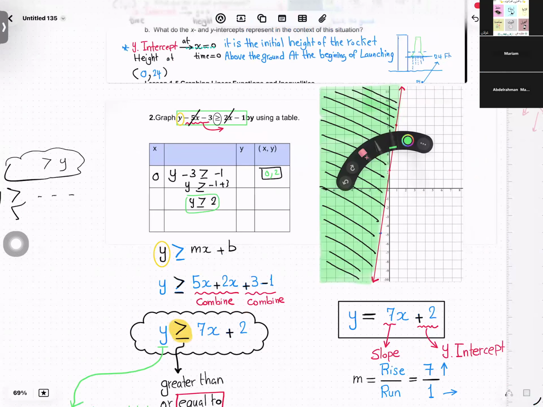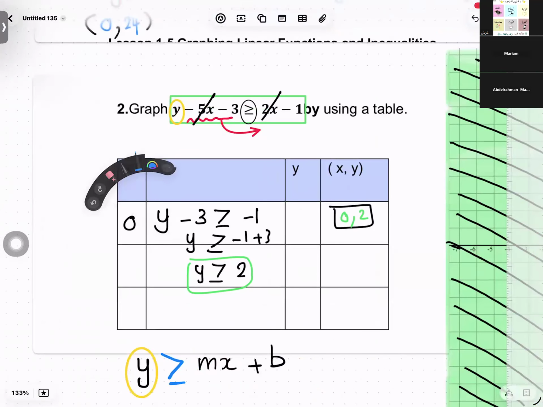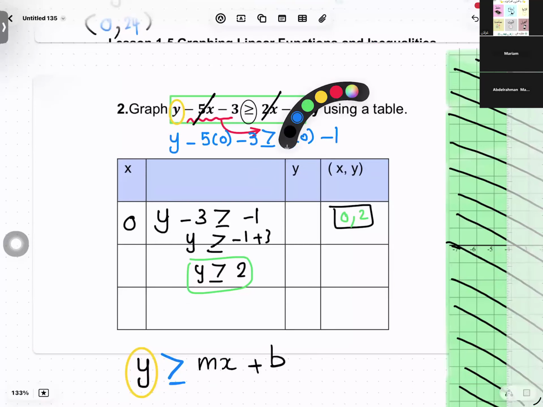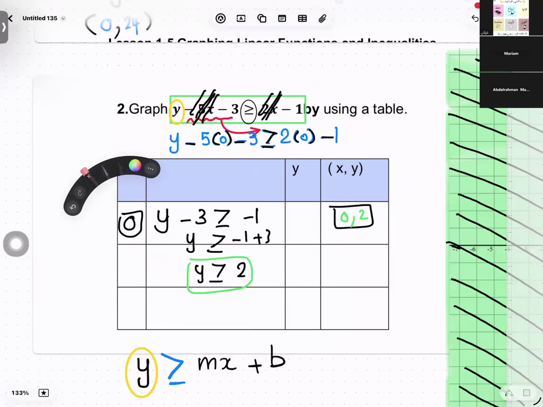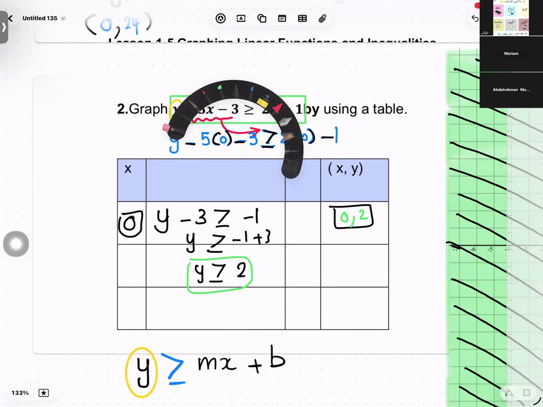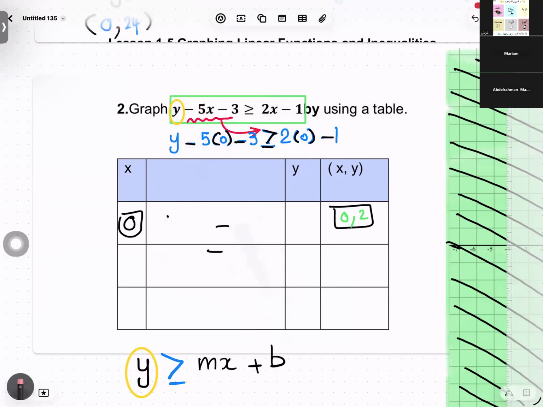But where did you put the zero? Instead of the x we put the 0. Look: y minus 5 times 0 minus 3 is greater than or equal to 2 times 0 minus... That's why I cancel the x terms right away when x is zero. Then you replace x with 1, with 2 and so on. You make the table of points and then you write them down here. Okay.